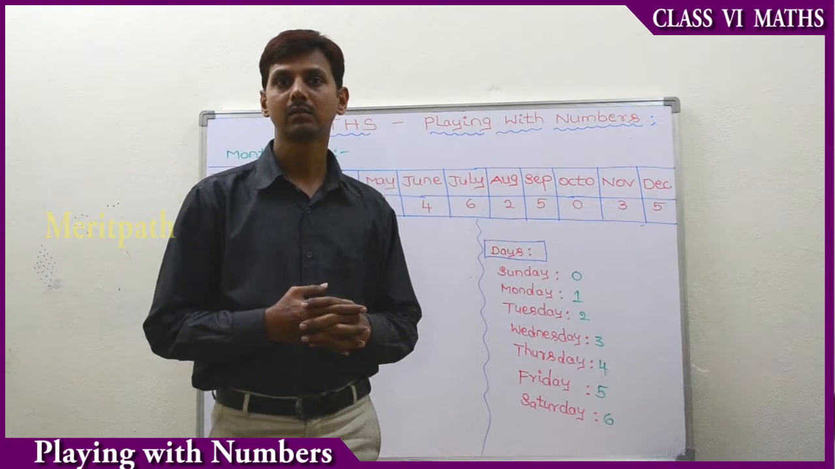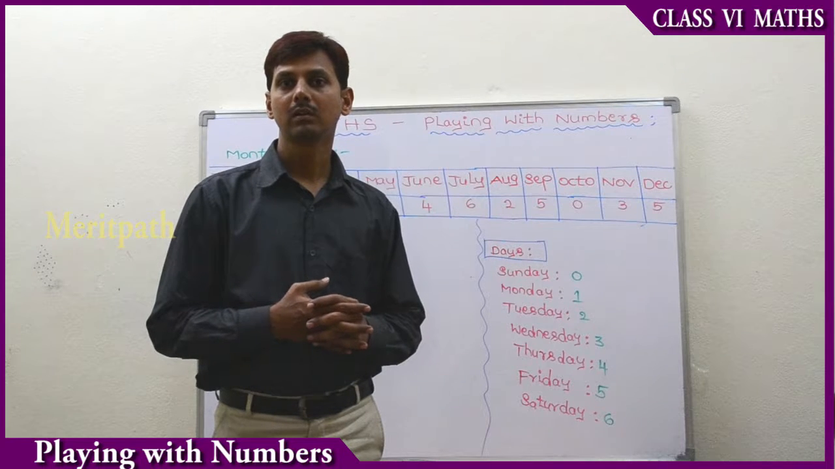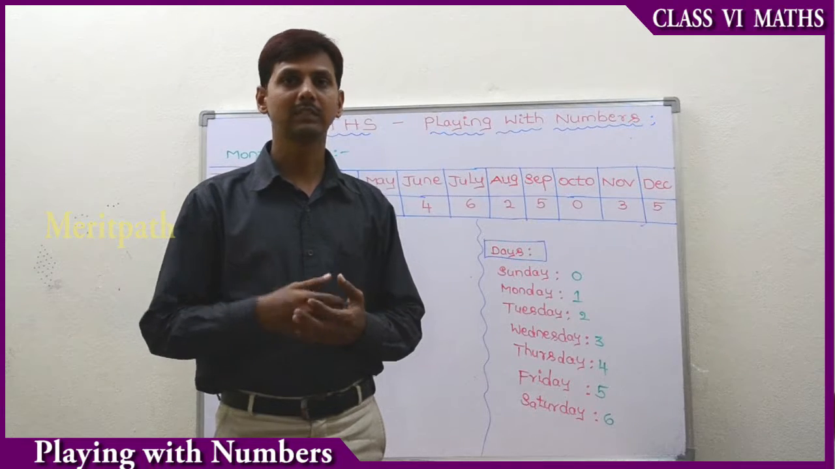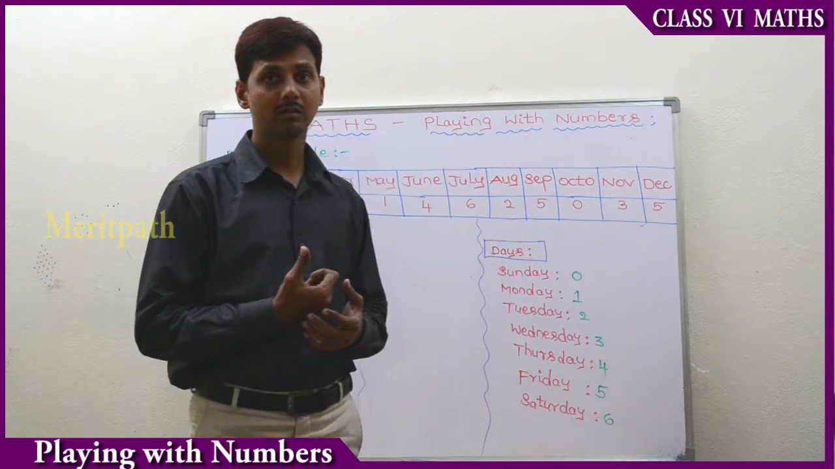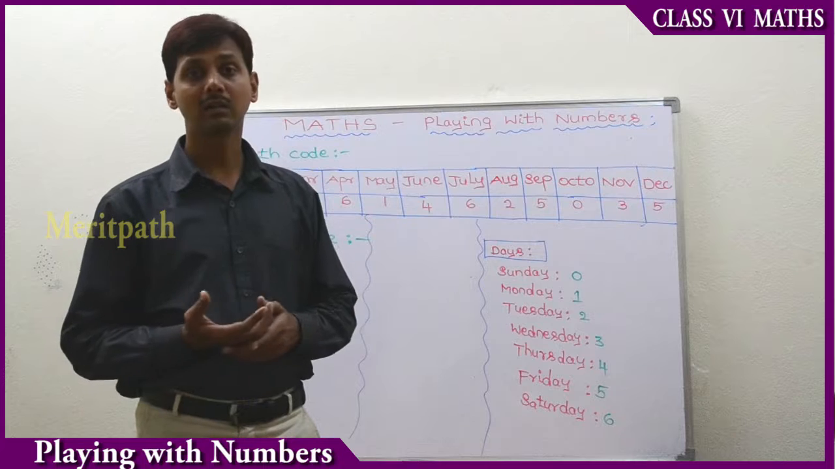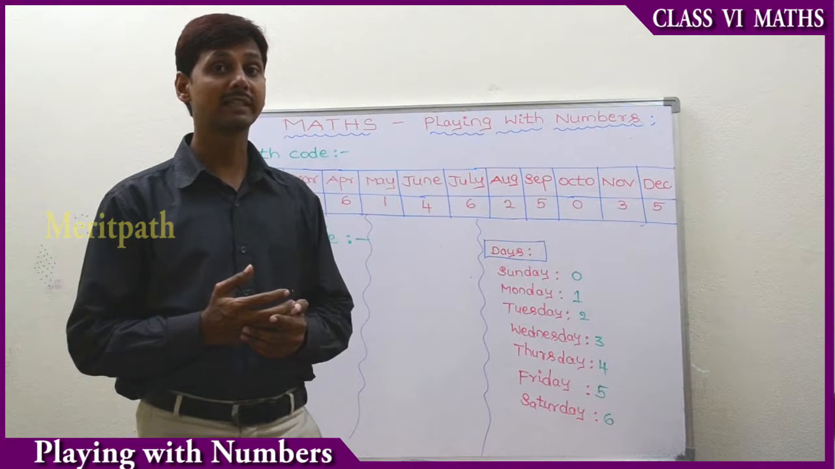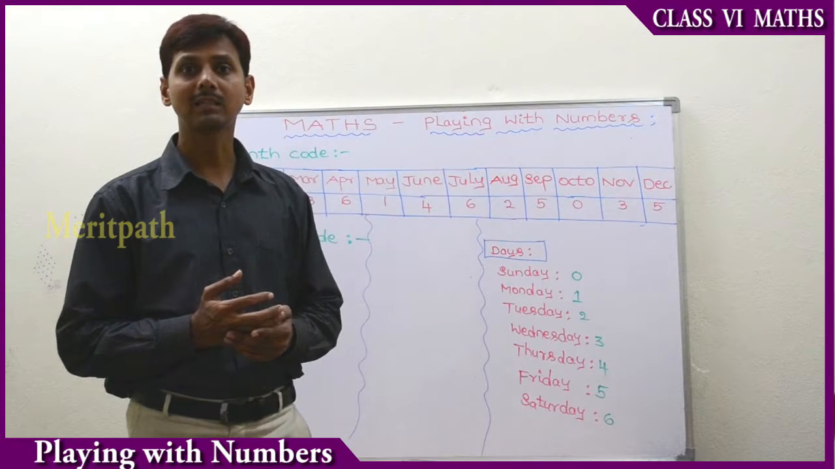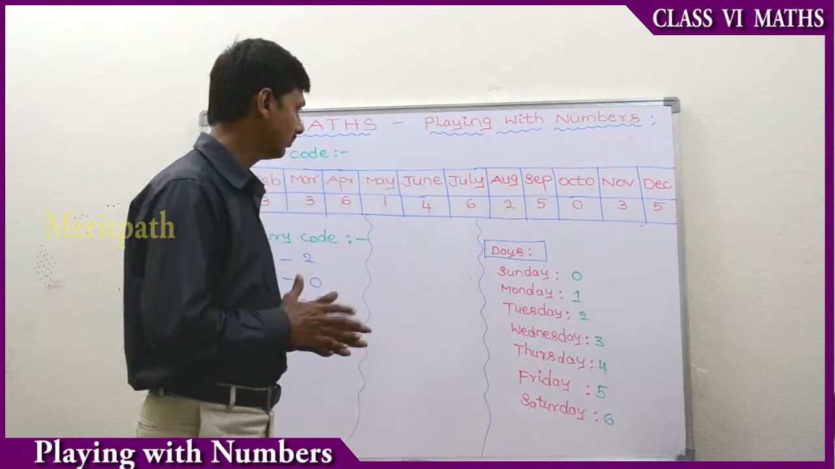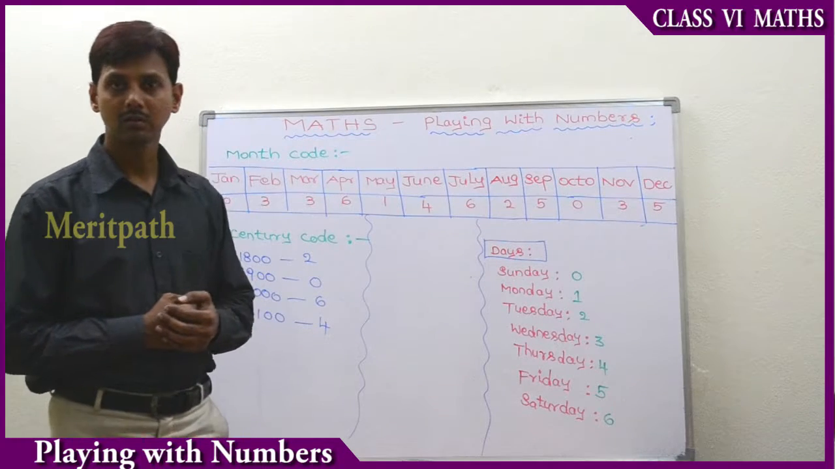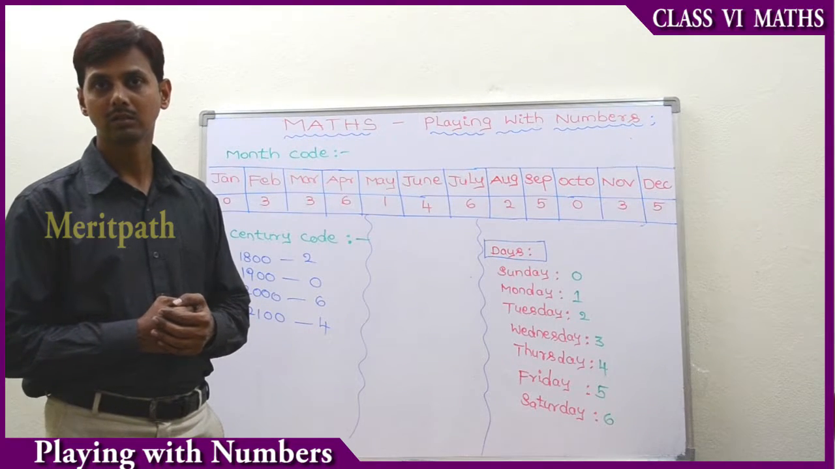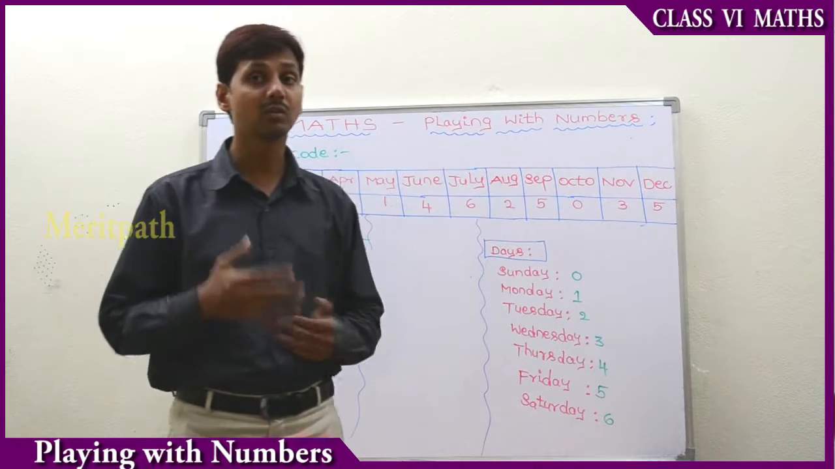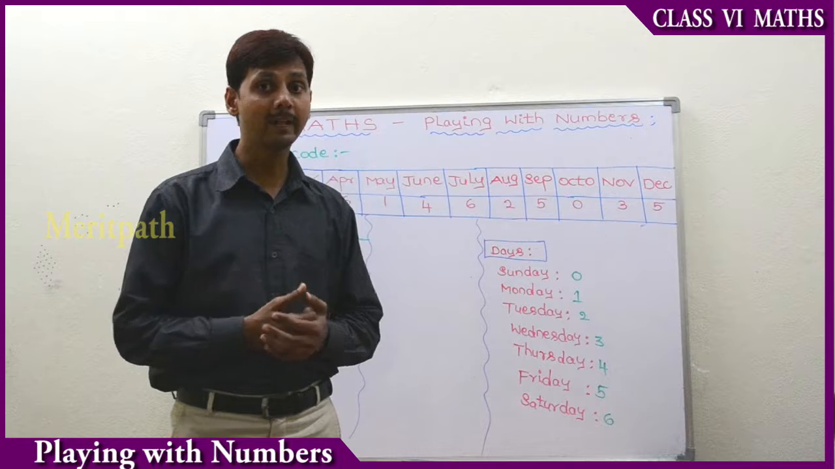Calendar magic. So, if you ask anybody the date, when the date and the month and year is given, then we can find out the day. What is the day on the particular date? So for that, we need to follow some of the rules, and we have some code numbers. We need to use those code numbers to find out the day.